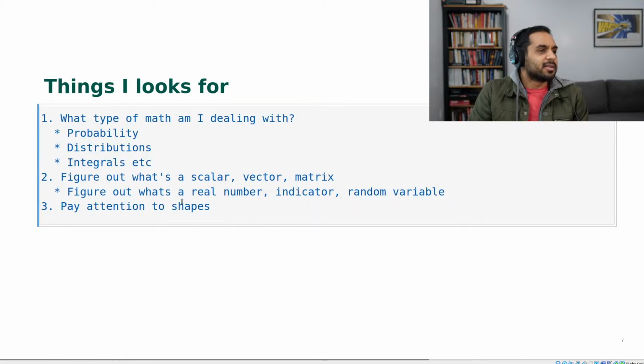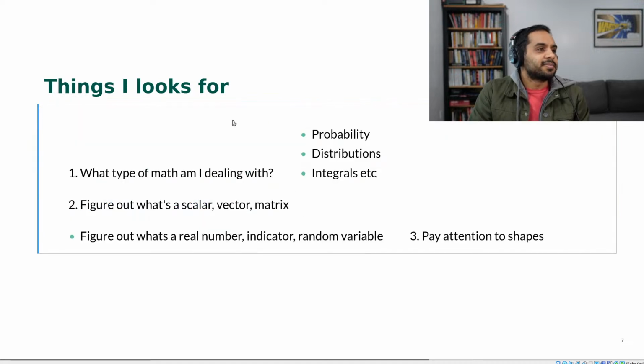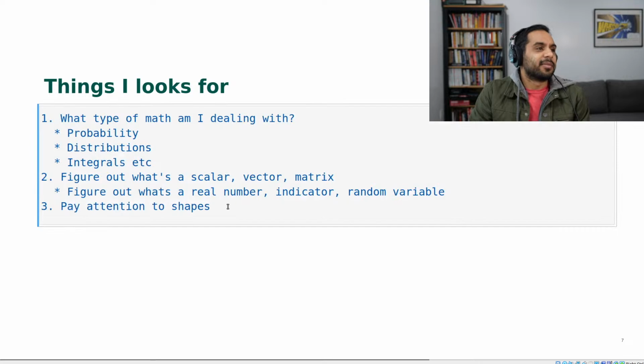Man, I really got to figure out what's going on with my CSS here, but I'm just going to do this in Markdown format because things are broken. So what is the math I'm dealing with? Probability distributions, integrals, whatever it may be. I want to figure out what's going on, whether it's a scalar, a vector, a matrix. Figure out what's a real number, indicator, random variable. It's just what is the thing, and then paying attention to shapes. So this is a little bit one step down. This is how I kind of approach a problem.